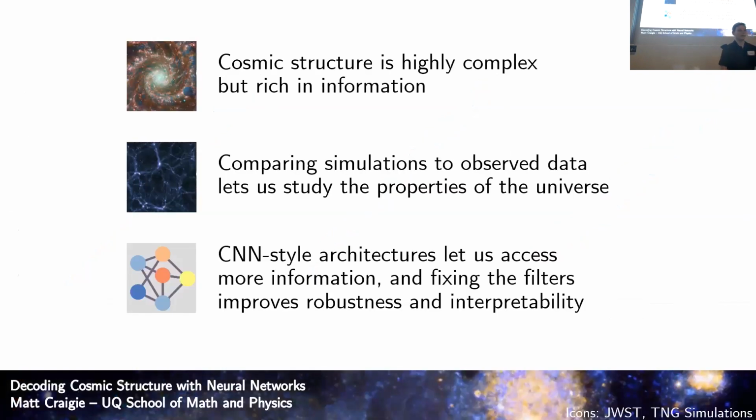So just 3 points to leave you with. Cosmic structure is highly complex, but really rich in information. Comparing simulations to observed data is going to let us study the properties of the universe. And when we're doing this, CNN-style architectures let us access more information. And when we go ahead and fix the filters, it can help improve robustness and our interpretability.